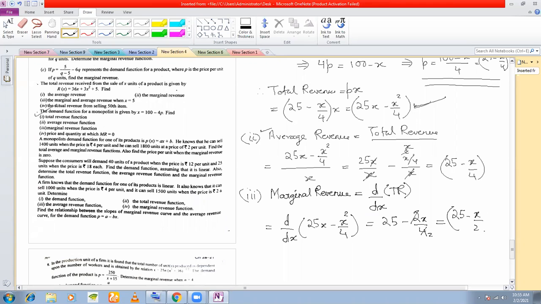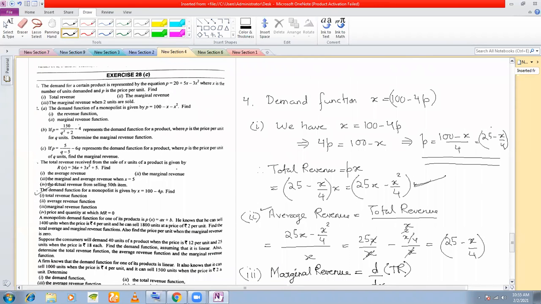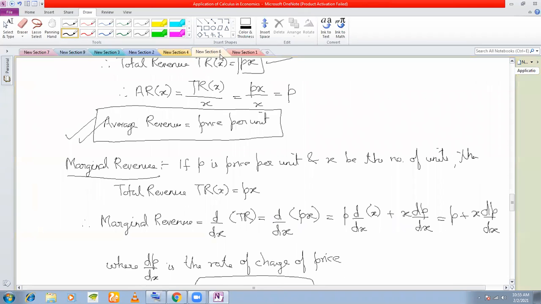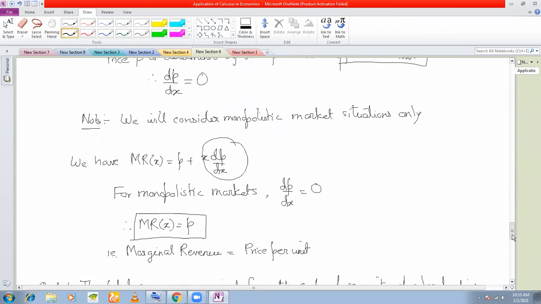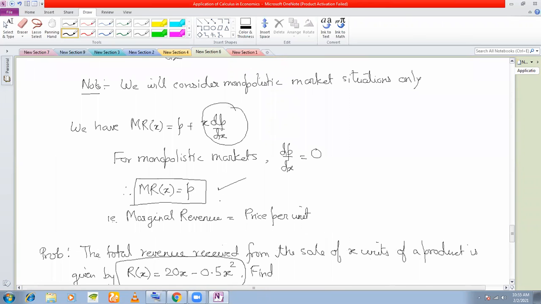See again, marginal revenue is equal to price per unit. Can you see? 25 minus X by 4, and this is 25 minus X by 4. I had shown you here, isn't it, that marginal revenue is equal to price per unit.